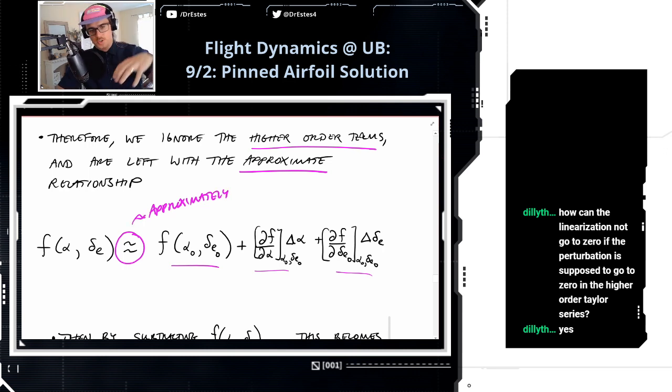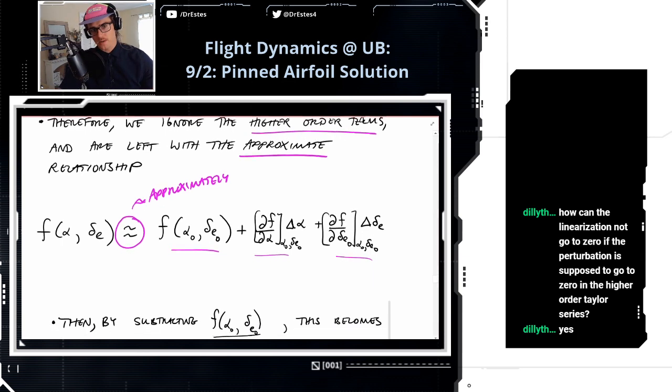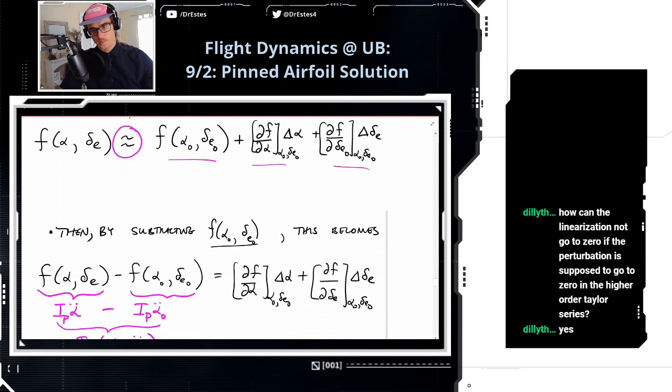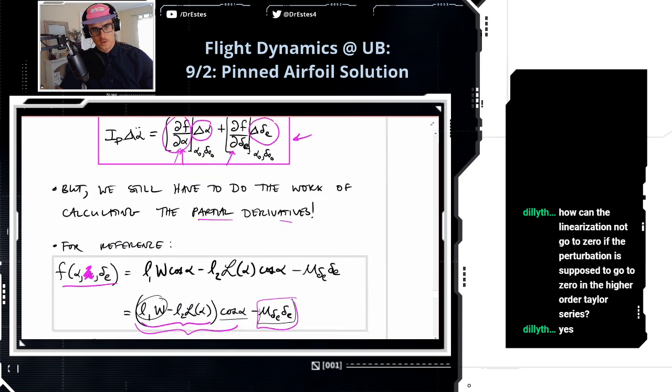Because those terms weren't really 0, we made them 0. This is now an approximate relationship. And the approximation gets better the closer you are to the equilibrium. I hope that answers your question, Dilly.